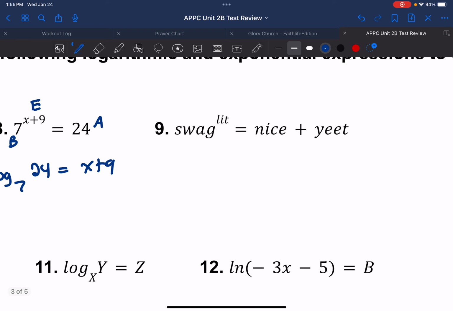And then to rewrite this one really quick, same thing. My base is swag. My argument would be nice plus eat, and equals lit bay.